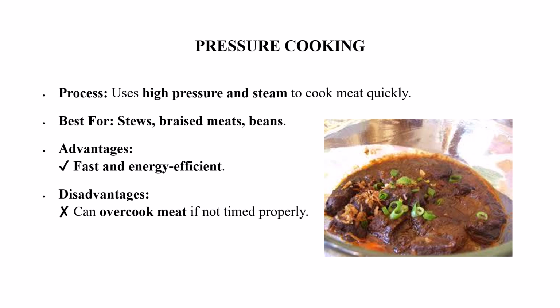Pressure cooking uses steam and high pressure to cook meat quickly. Excellent for stews and braised meat. Saves time and energy but requires precise timing to avoid overcooking. Moist heat cooking is ideal for tough cuts of meat, helping to break down collagen and enhance tenderness.